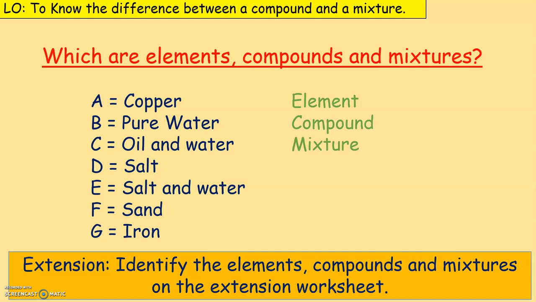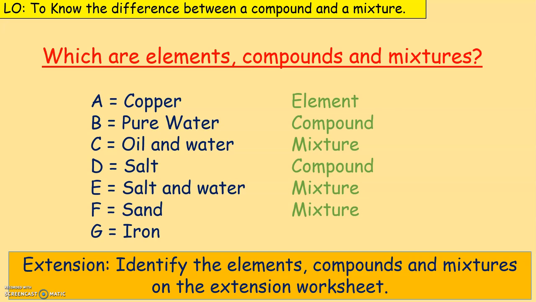All right, salt. Salt is actually a compound, okay? An example of a salt is sodium chloride, which is made up of sodium and chlorine, okay? E, salt and water. That is a mixture, okay? That is not a compound, it's a mixture, all right? Sometimes you can see the salt actually settling under the water. That is an example of a mixture.